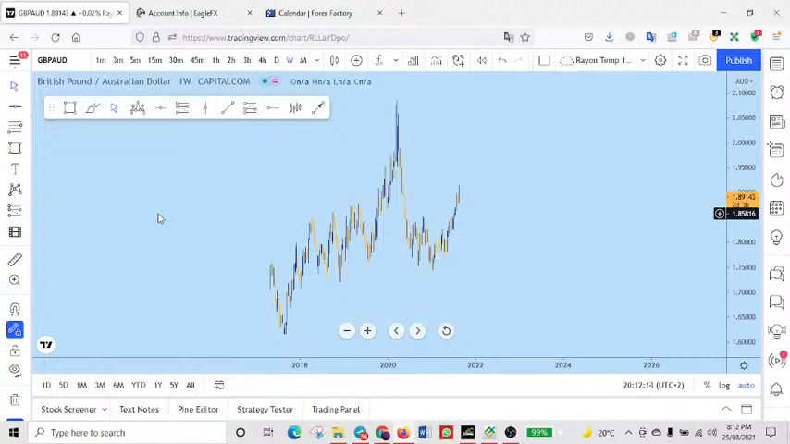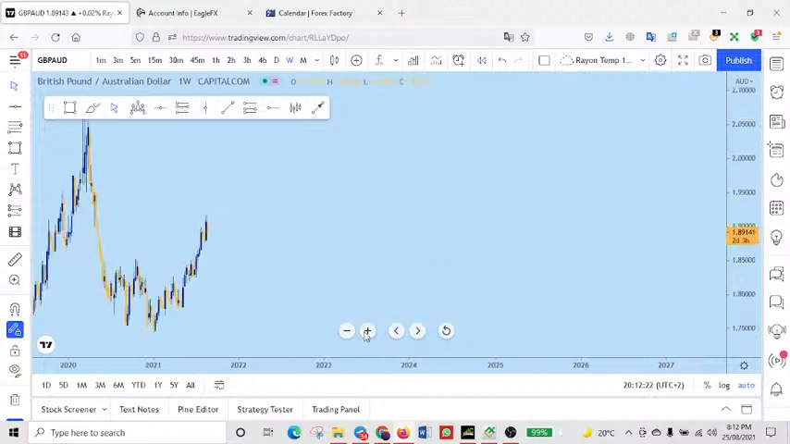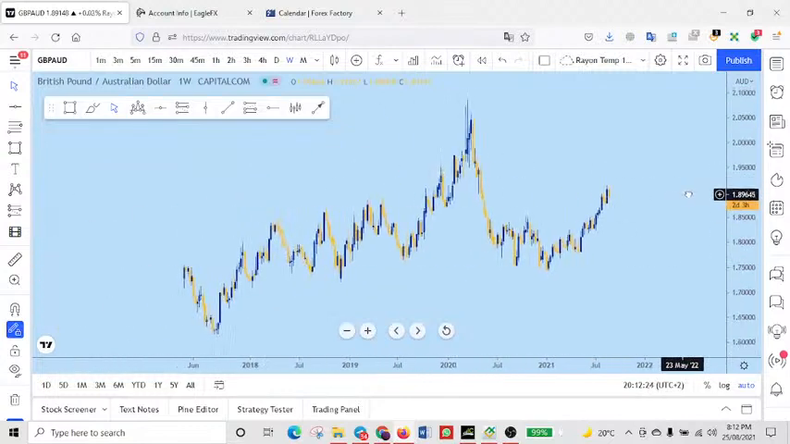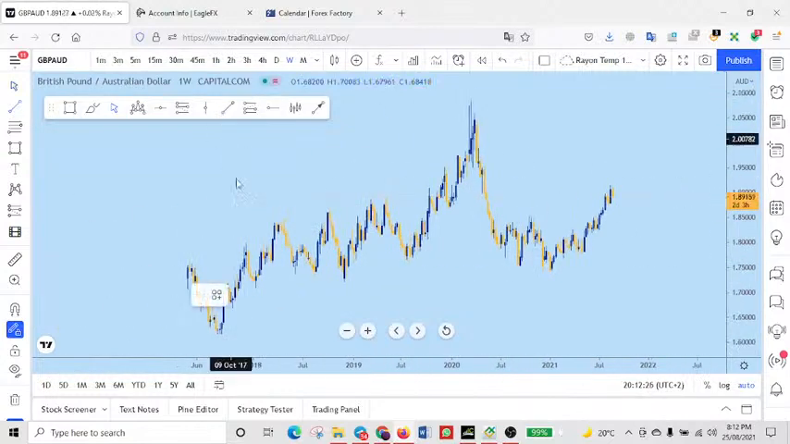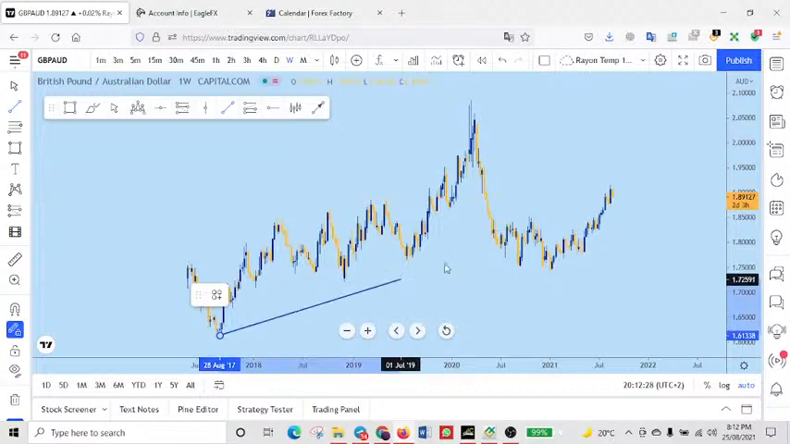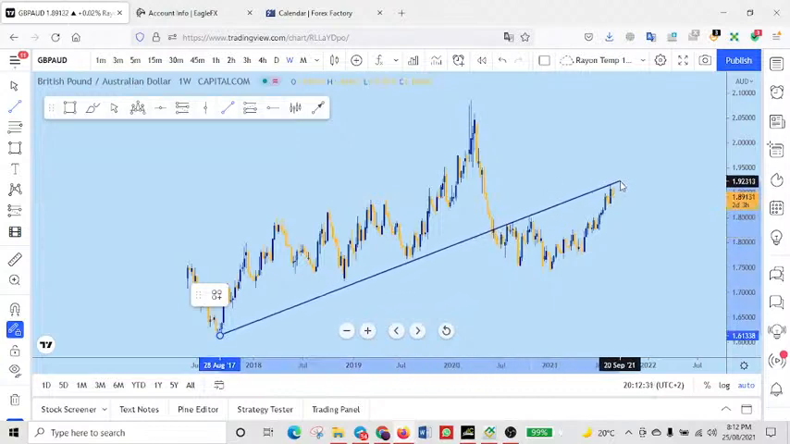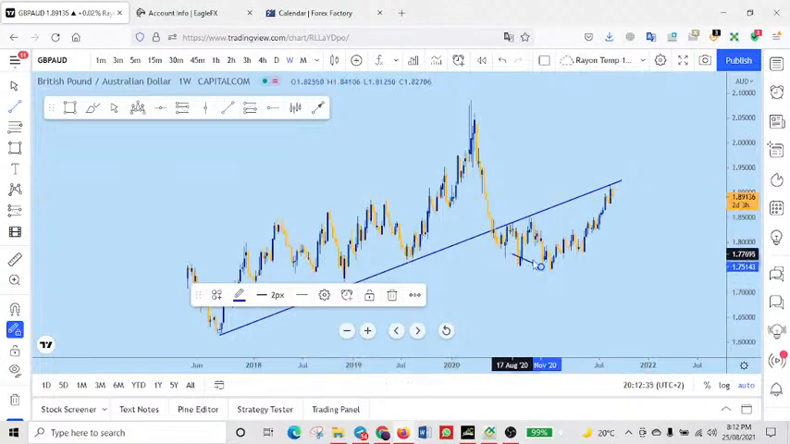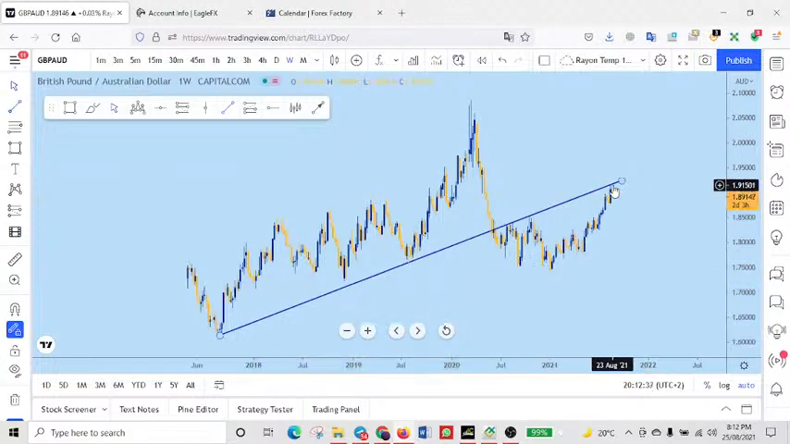Now looking at Great British Pounds AUD, we can all see from the weekly time frame that this is what is happening now. You notice that if we drop a trend line from here, you will see that this was a breakout from this channel. So this is a retest, right? This is a retest at this point.